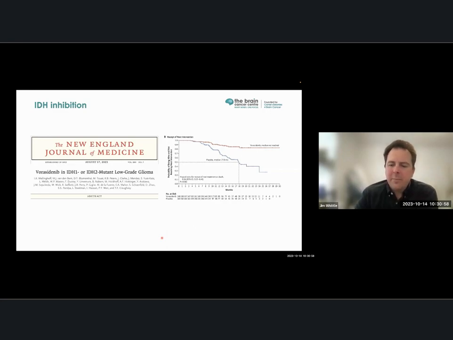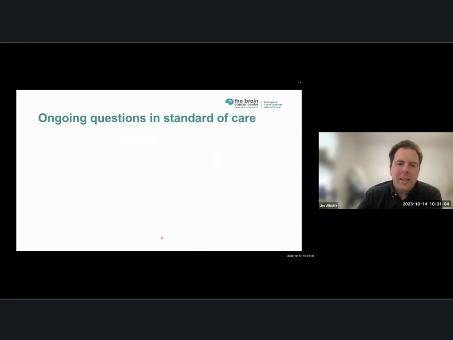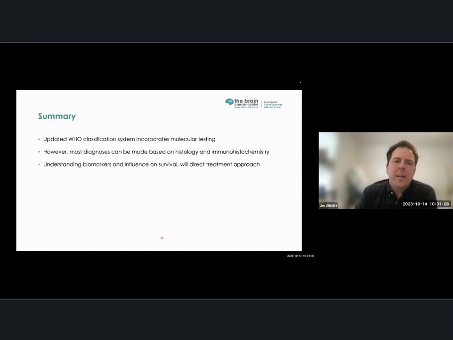I think this will be a case of watch this space. So I'm going to flick through GBM because I don't think there's much to talk about here, and I think there are some ongoing questions in the standard of care. But the basic summary is that the updated WHO classification system incorporates molecular testing, although most diagnoses can be made on histology and immunohistochemistry. And understanding these biomarkers can influence survival and direct treatment approach.